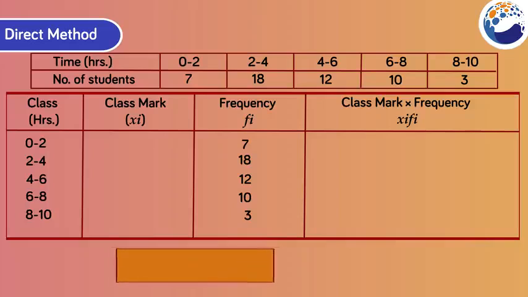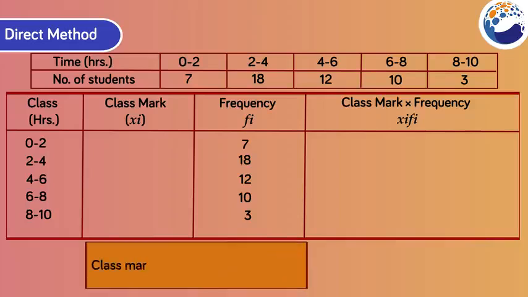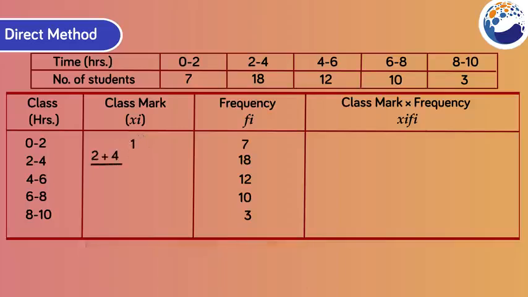Now for the second column, class mark, the formula of class mark is upper limit plus lower limit of the corresponding class upon 2. Therefore, 0 plus 2 upon 2 is equal to 1. 2 plus 4 upon 2 is equal to 6 upon 2, which is equal to 3. 4 plus 6 upon 2 is equal to 10 upon 2, which is equal to 5. 6 plus 8 upon 2 is equal to 14 upon 2, which is equal to 7. 8 plus 10 upon 2 is equal to 18 upon 2, which is equal to 9.